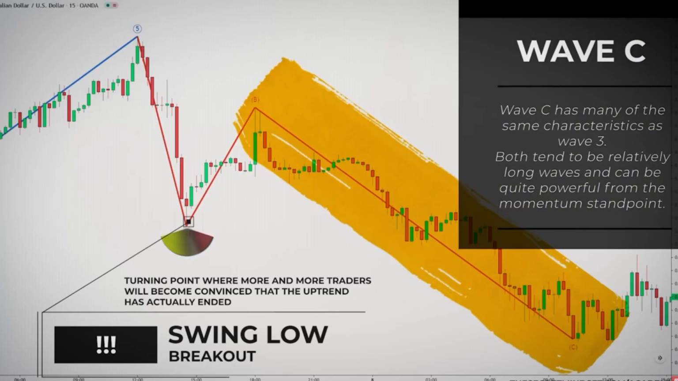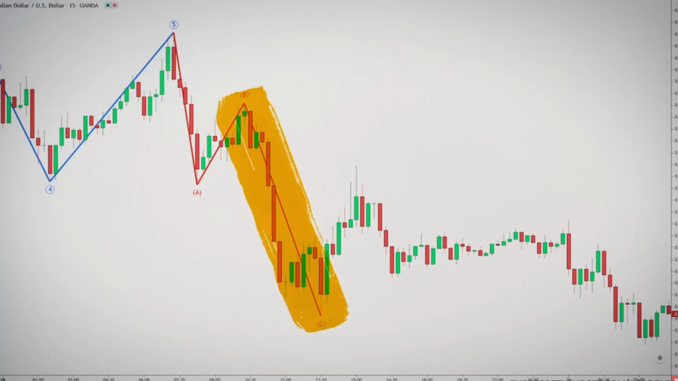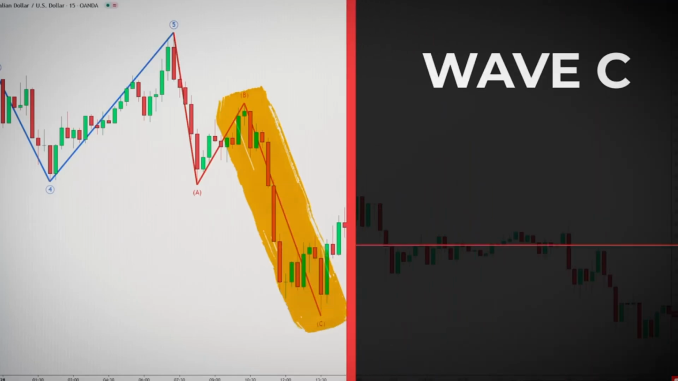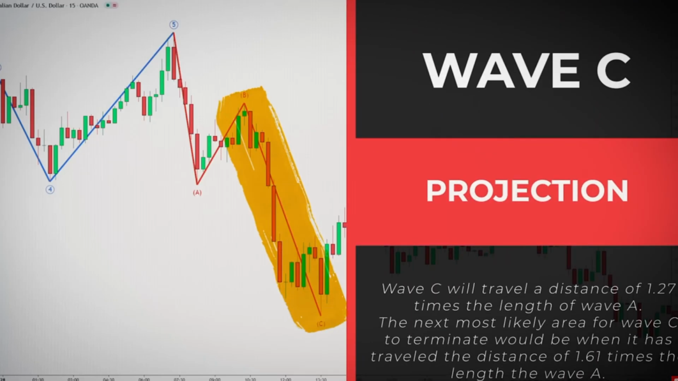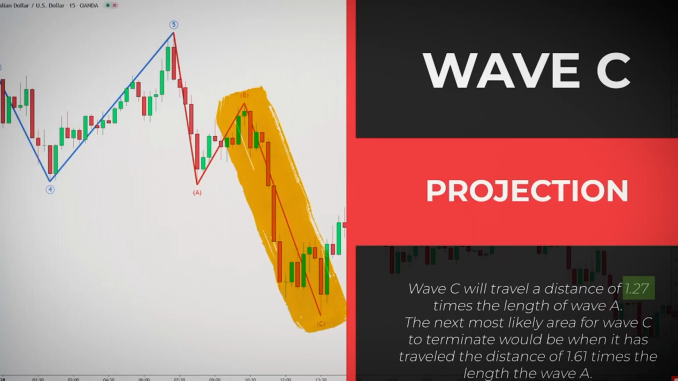Wave C will often travel a distance of 1.27 times the length of wave A. After this distance, the next most likely area for wave C to terminate would be when it has traveled the distance of 1.61 times the length of wave A, sometimes going to the bottom of wave 4.